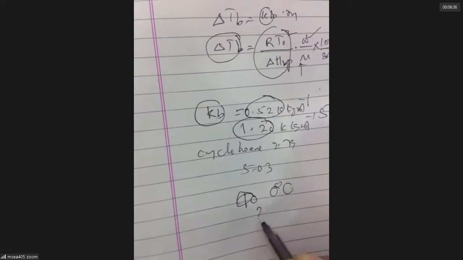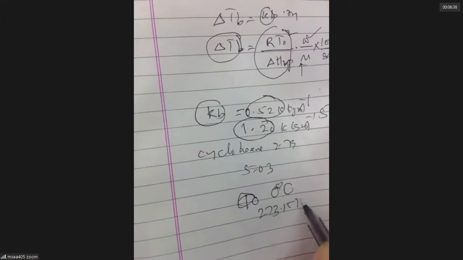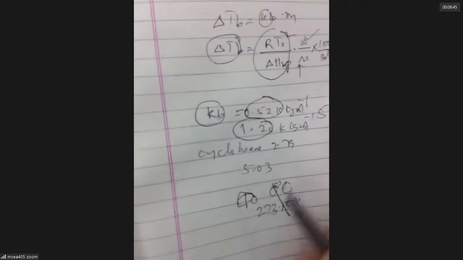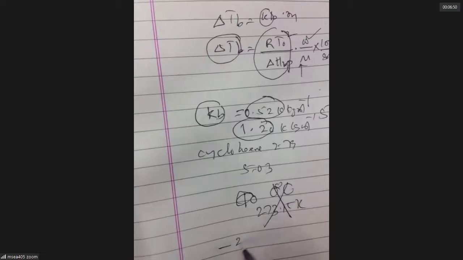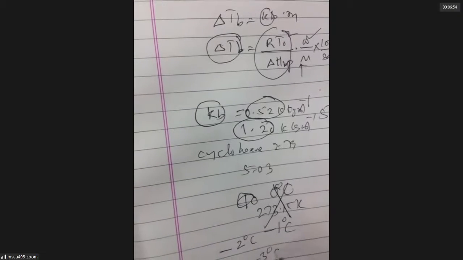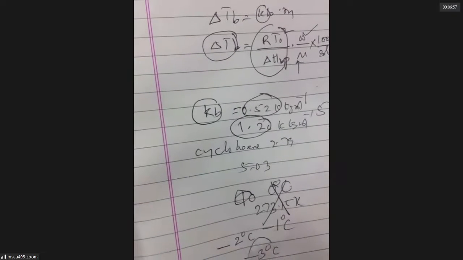Similarly, sir, if I am dissolving some salt in water, normally water freezes at 0 degrees centigrade. Water freezes at what temperature, sir? 0 degrees centigrade or 273.15 Kelvin. However, if I dissolve any solute in water, the solution will never freeze at 0 degrees. The freezing point drops. It will become -2 degrees, -1 degree centigrade, -3 degrees centigrade. Like that, the freezing point drops.